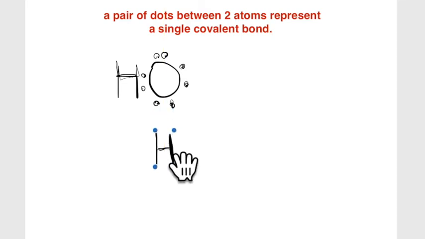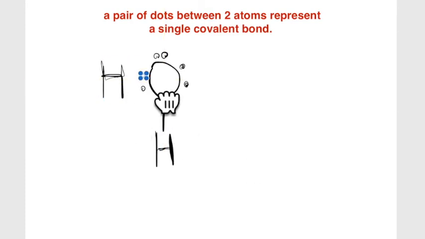So we can take 2 dots and put a dash there instead. That'll be a single covalent bond. We can take the other 2 dots, make another single covalent bond, and replace it with a line or a dash. Okay, that's what we call a single covalent bond. And the other dots up there on top of the oxygen, there's no atoms to connect them to.